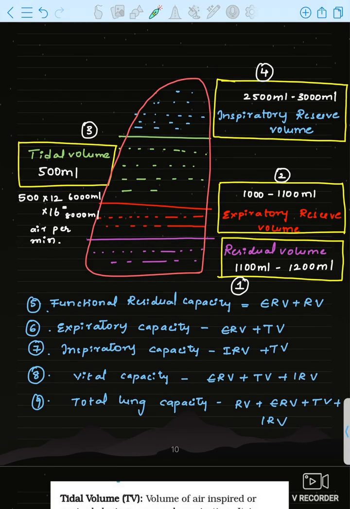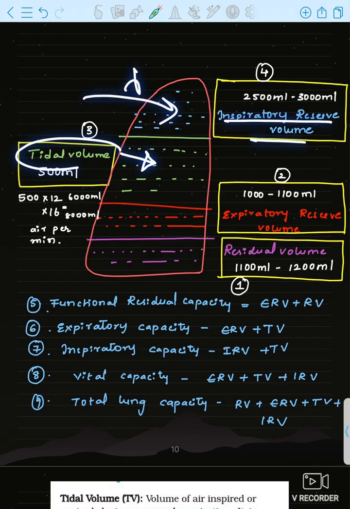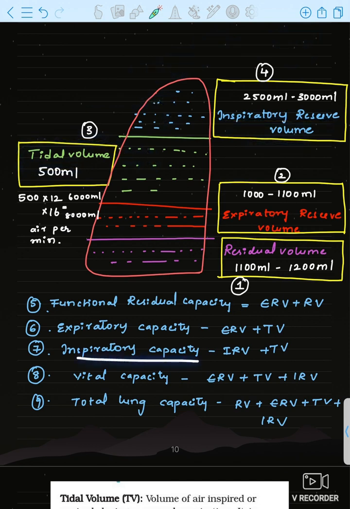Now, this is inspiratory reserve volume. Now inspiratory capacity. Inspiratory capacity means what? How much a person can inspire to the maximum. Tidal volume is normal inspiration and inspiratory reserve volume is after forceful inspiration. After forceful inspiration, inspiratory reserve volume will happen. That total is known as inspiratory capacity: tidal volume plus inspiratory reserve volume.